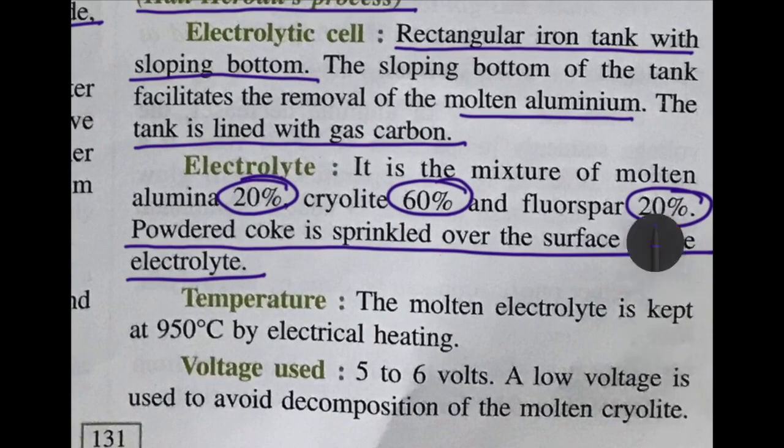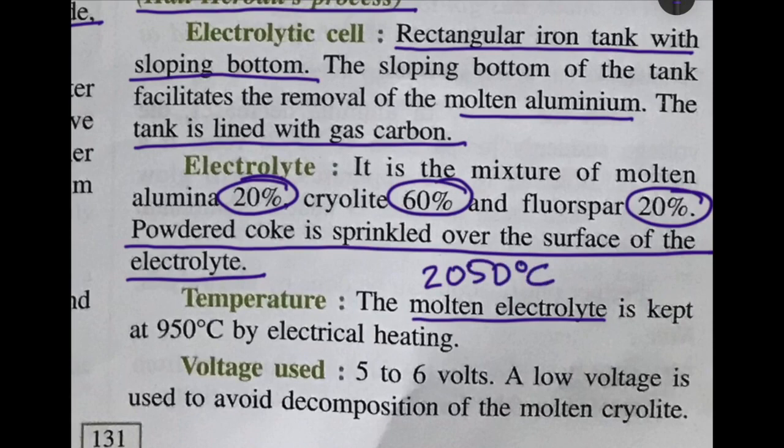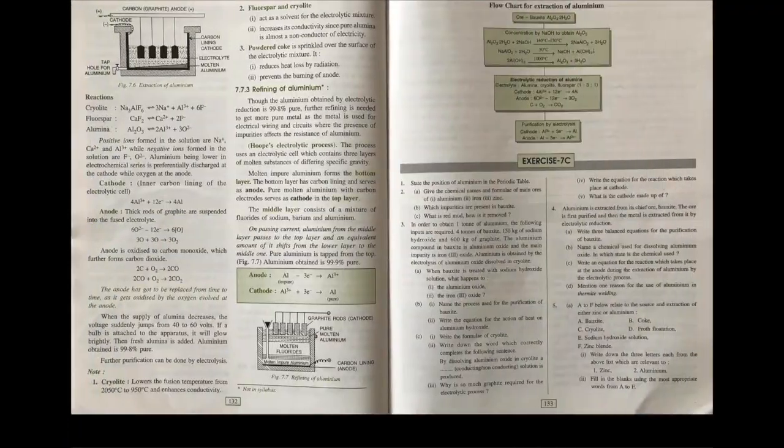Now, as you can see, the temperature of the molten electrolyte has come down from 2050 degrees Celsius to 950 degrees Celsius. So there was great success in bringing down such a high temperature, where the aluminium turned into aluminium vapor. That temperature was brought down to only 950 degrees Celsius. So the molten electrolyte was kept at 950 degrees Celsius by electrical heating. The voltage used was 5 to 6 volts, because a low voltage is used so that the molten cryolite does not decompose. That is, it does not change, it remains the same.